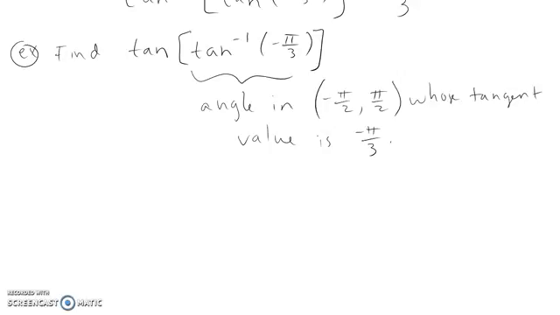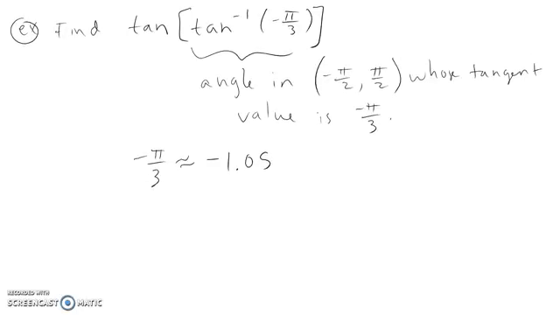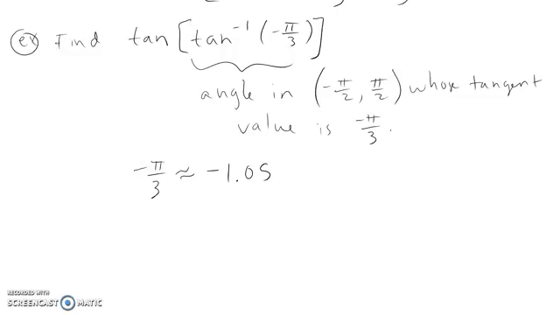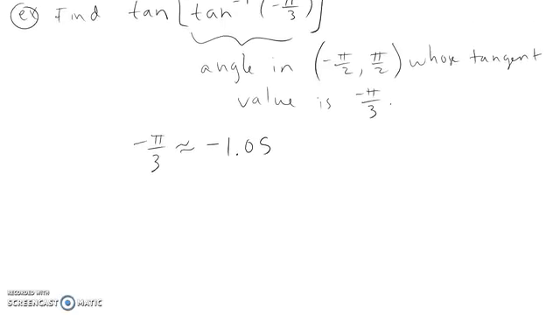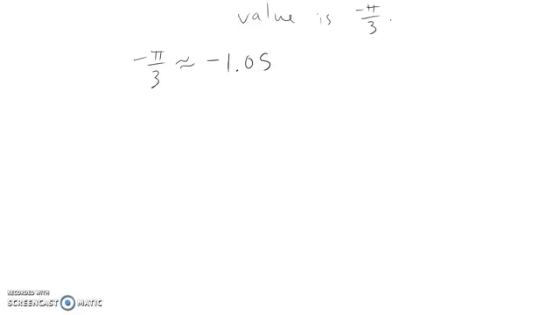Wait a minute, you might be thinking the angle negative pi over 3. That's not what this is, though. We're saying an angle who has negative pi over 3 as a tangent value. Well, that's none of the familiar ones on the unit circle. So how are we going to think about this? Negative pi over 3 is approximately equal to negative 1.05. We'll put that on the calculator and find that out. So we're looking for an angle whose tangent value is negative 1.05.